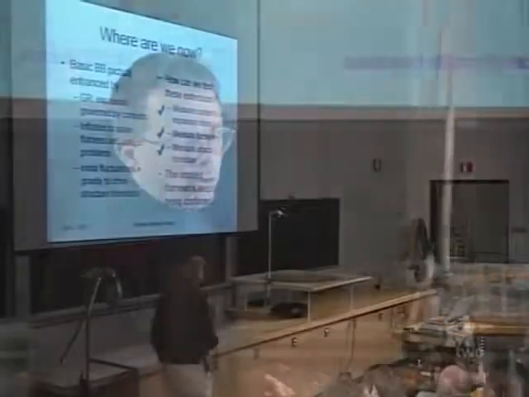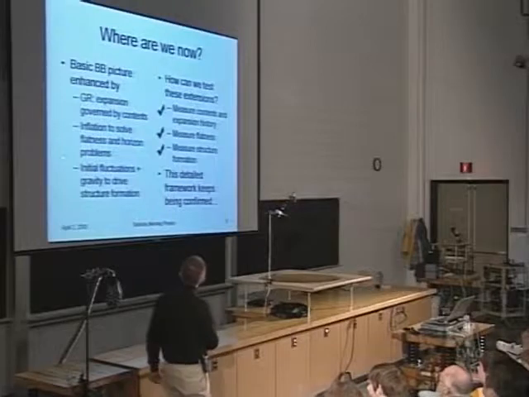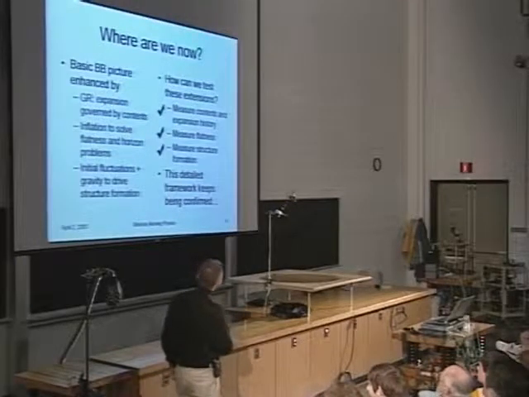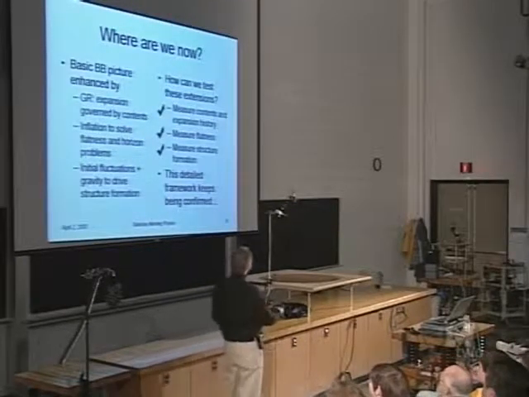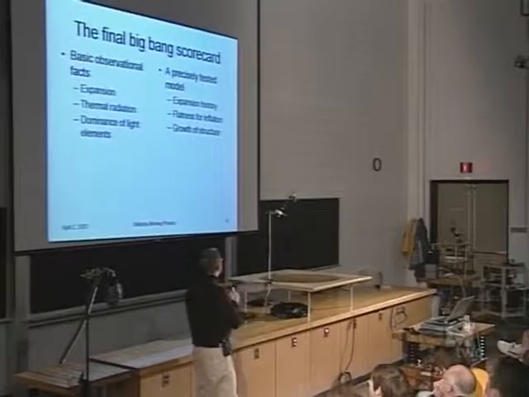This idea of inflation, still rather mysterious, but very powerful, has predictive power. It solves the flatness and horizon problems and gives us initial fluctuations to create the structures that we see today. This detailed framework, far beyond the basic three-pillar picture that we had before, keeps being confirmed over and over again. So the final Big Bang scorecard looks like this. There are some basic observational facts, absolutely not in doubt. The universe is expanding today, it's filled with thermal radiation, and it's dominated by light elements. We also have a precisely tested scientific model for explaining it.